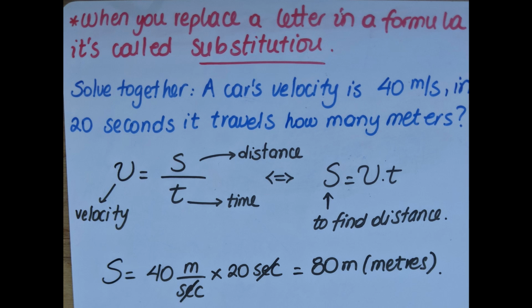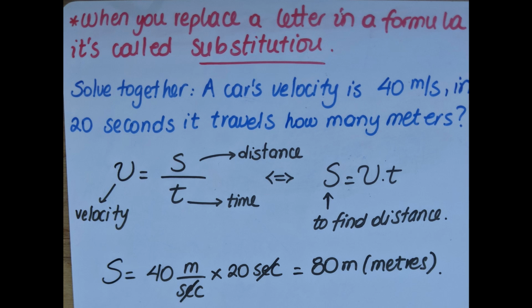Moving on, we have the actual problem in physics. A car's velocity is 40 meters per second. In 20 seconds, how many meters has it actually traveled? Now, I have provided the formula, but be mindful, not every time you're solving a problem will the formula be provided. May that be maths or physics.